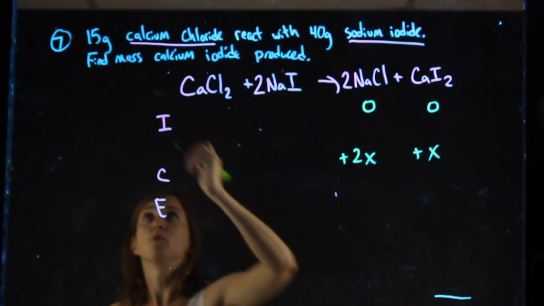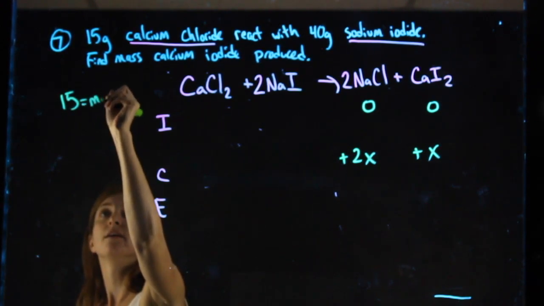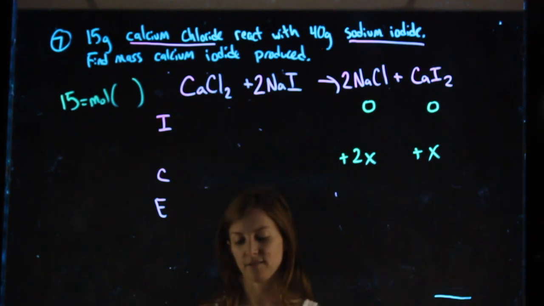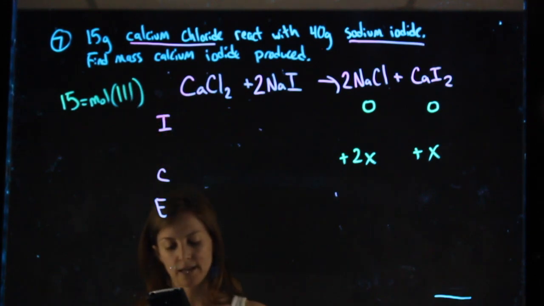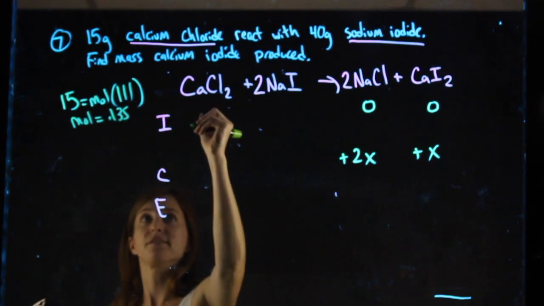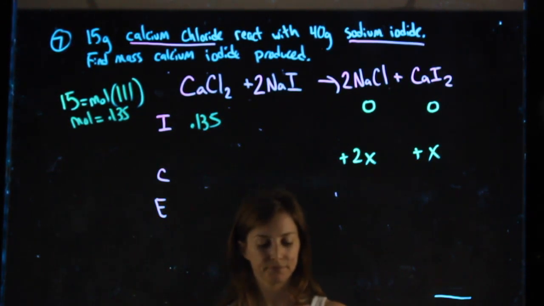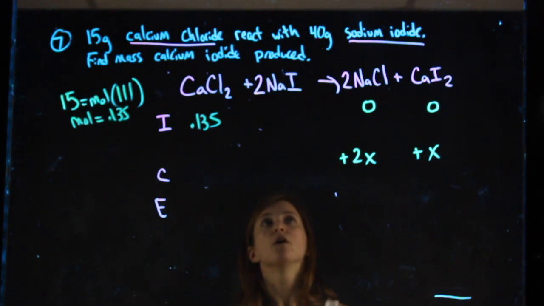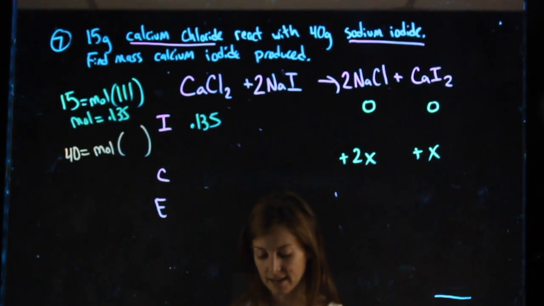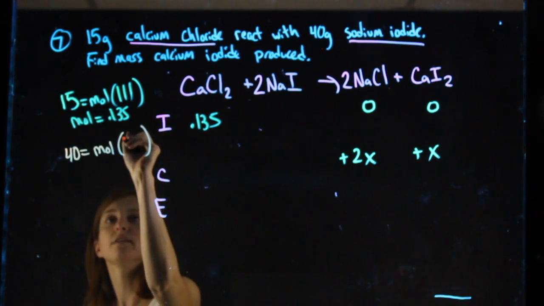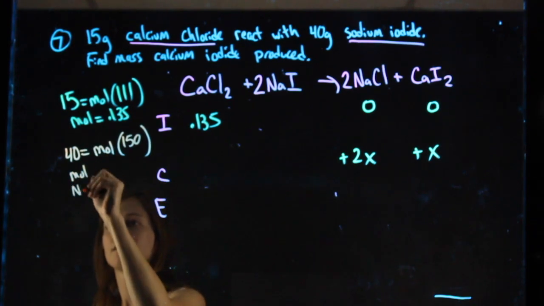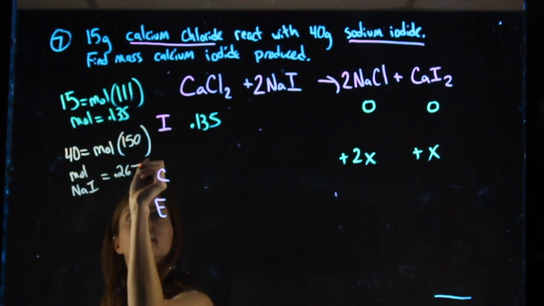Using the grams that I have to find moles, for calcium chloride, grams equals moles times the molecular weight of CaCl2. So 40 plus 35.5 times 2 gets me a molecular weight of 111. This gets me my moles of calcium chloride to be 0.135, which can go here. For sodium iodide, grams equals moles times molecular weight of NaI, 23 plus 127. Molecular weight's 150. So my moles of sodium iodide are 0.267, which can go here.